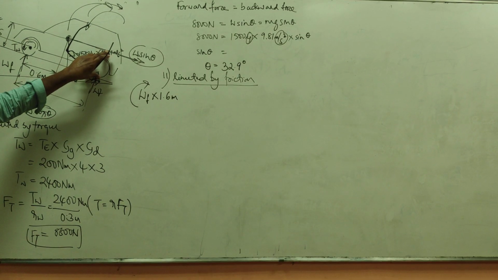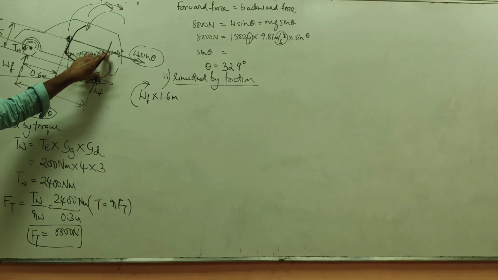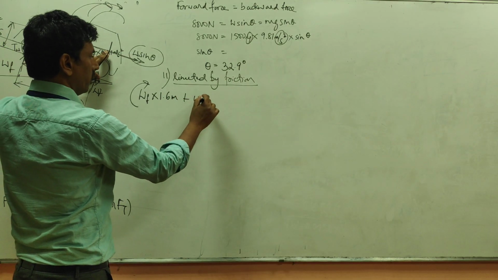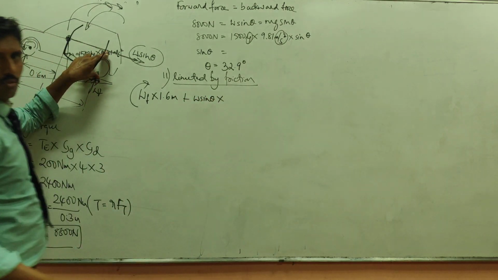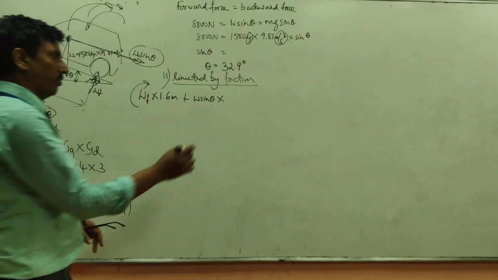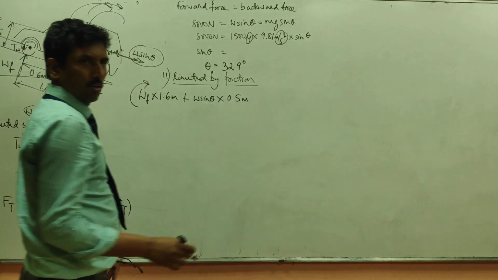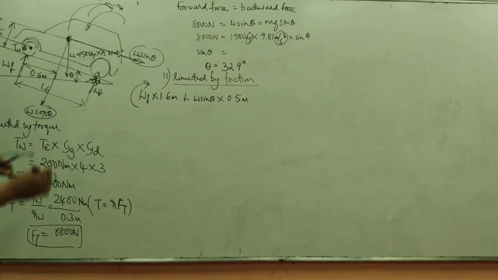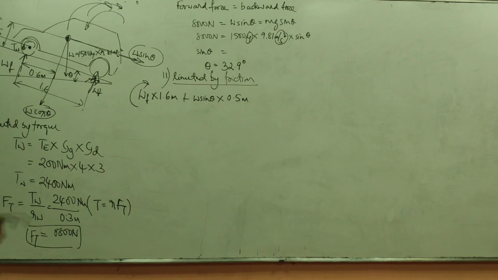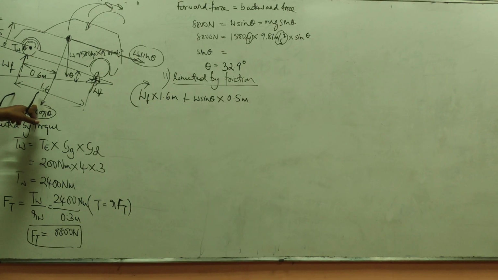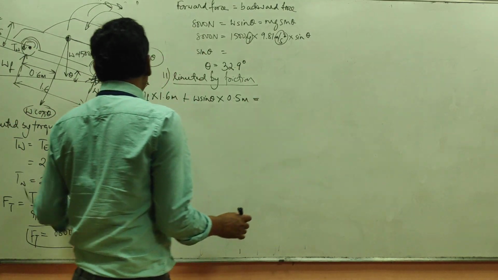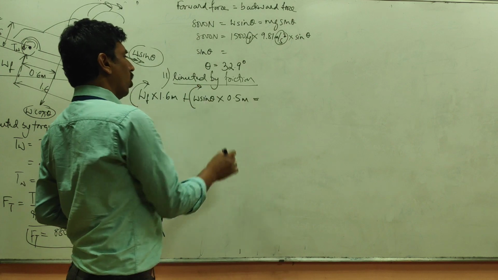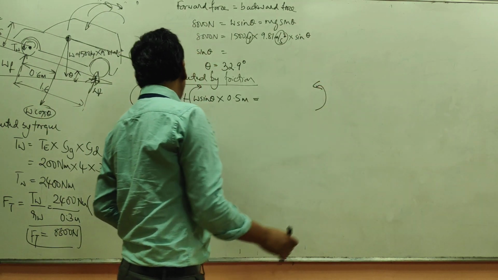So the force into the perpendicular distance is W sin theta into, what is this distance, guys? So this distance is 0.5 meter. W sin theta into 0.5 meter. And the second force is W cos theta, which is in the opposite direction. These two are clockwise, and this is anti-clockwise.